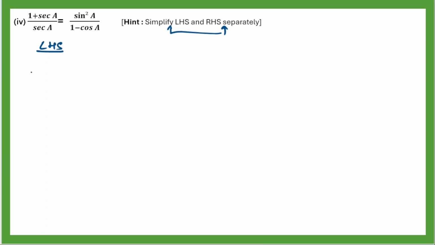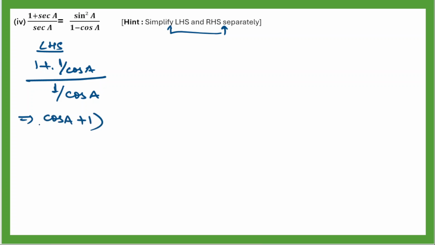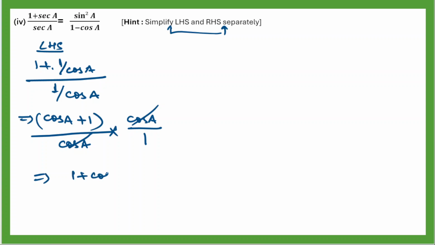So 1 plus sec a. We are going to write sec a as 1 by cos a. Okay. And sec a is 1 by cos a. Why we are doing this? Because in right hand side we have cos. So by taking LCM, we get this divided by cos a into this will become cos a divided by 1. So we are left with 1 plus cos a. Okay. Now we are taking right hand side.